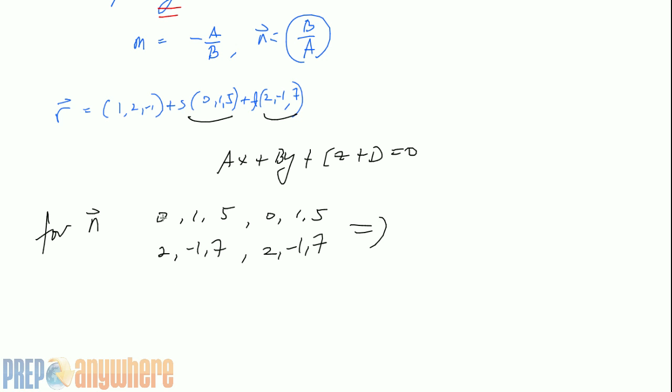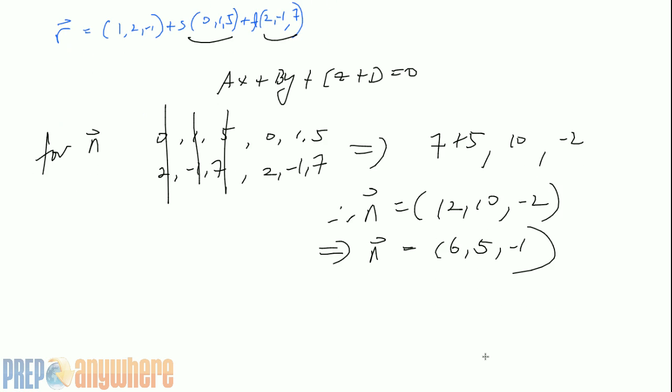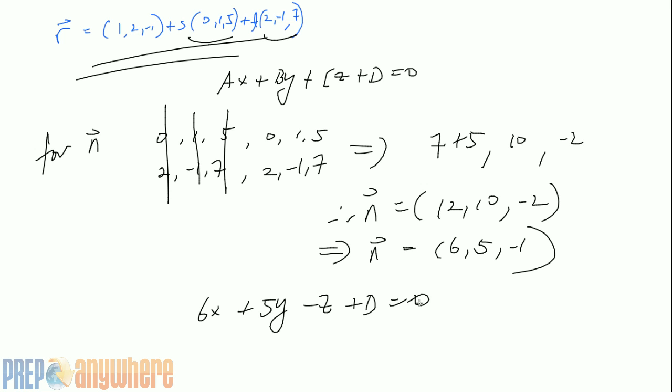Alright, so let's do this. You cross this one out, you get 7 plus 5, which is 12. Cross that one out, 10. Cross that one out, and you get minus 2. Therefore, the normal vector is (12, 10, -2). And we can also just use (6, 5, -1). That's a normal vector. So the scalar equation of this plane starts like this: 6x plus 5y minus z plus d is equal to 0. Now, do you follow up to there?